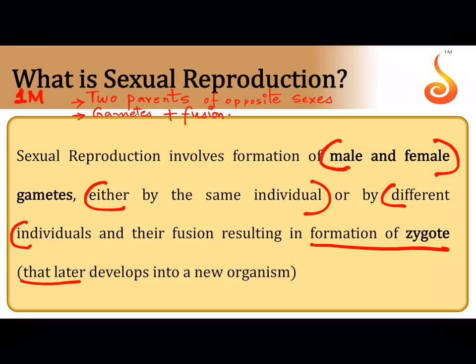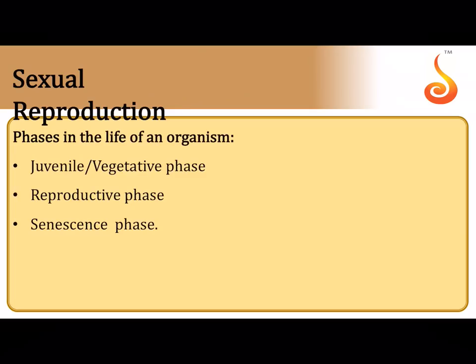The type of reproduction which involves two parents of opposite sexes involving the formation of gametes and their fusion to form a diploid zygote, and the zygote is the one that develops into a new organism. Okay?